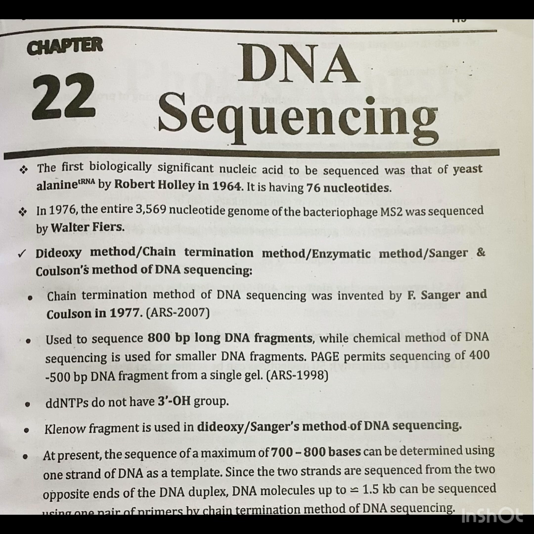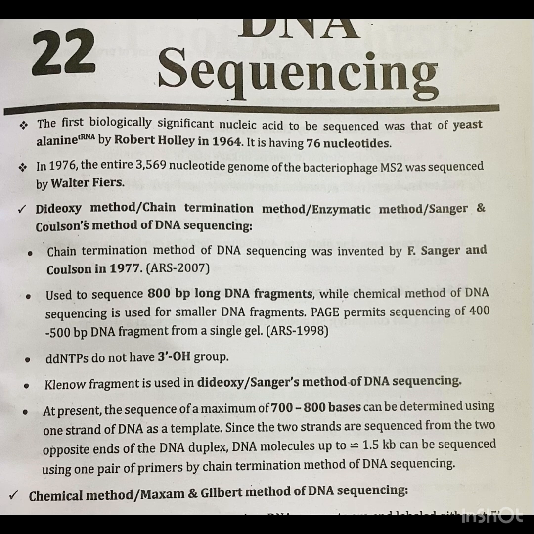Dideoxy method, chain termination method, enzymatic method, or Sanger and Coulson's method of DNA sequencing. These all are names of the dideoxy method of DNA sequencing. The chain termination method of DNA sequencing was invented by F. Sanger and Coulson in 1977. Question asked in ARS 2007.